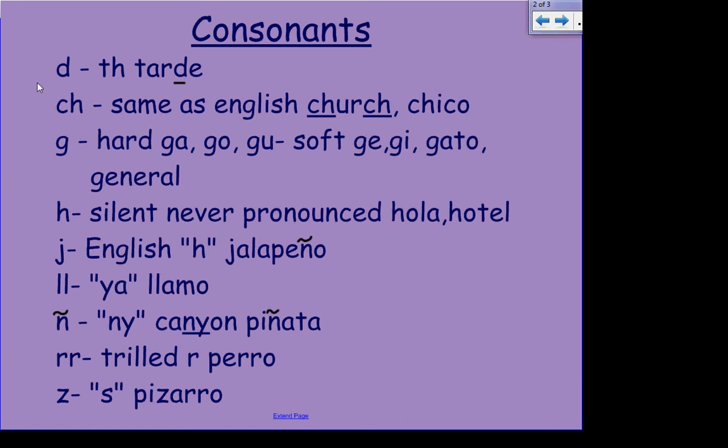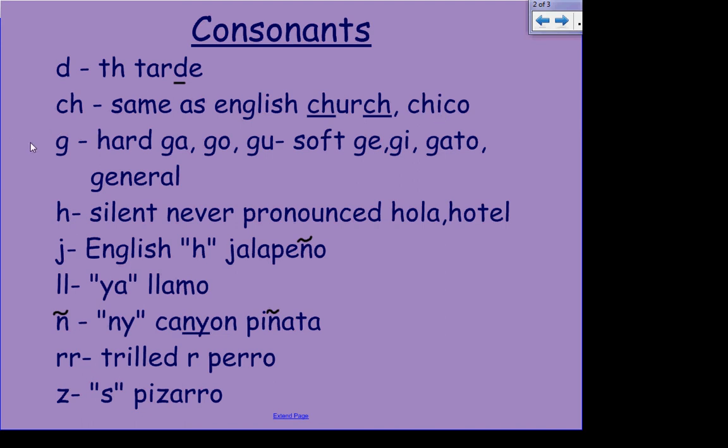The next letter is che. While we don't have this as a letter in our alphabet, we do have this sound in our language, in English. The che makes the same CH sound that the English combination ch makes. So like the CH in church. And this word in Spanish, chico.